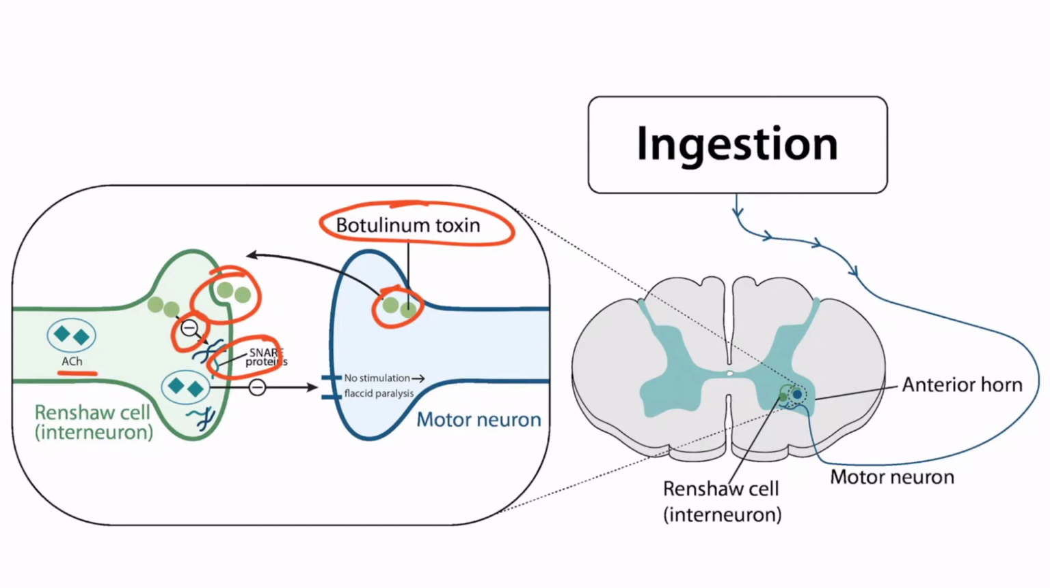Whereas before, when we were talking about tetanospasmin, the neurotransmitters were GABA and glycine. So here we're talking about acetylcholine. And when botulinum toxin inhibits the snare proteins from releasing acetylcholine, the motor neuron will not receive that stimulus from acetylcholine, which leads to flaccid paralysis.